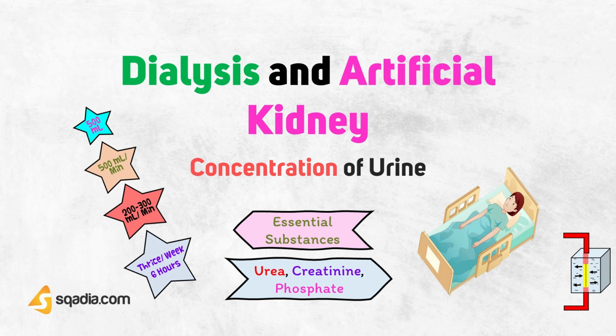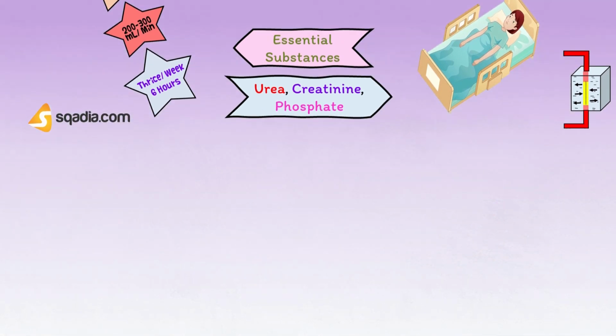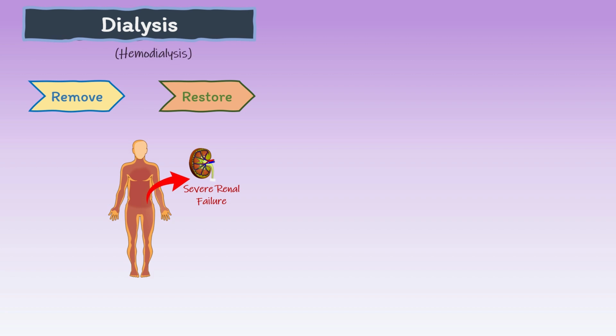In this section, we are going to discuss the dialysis and artificial kidney. Do you know what is dialysis? Dialysis is the procedure to remove waste materials and toxic substances, and to restore normal volume and composition of body fluid in severe renal failure. It is also called hemodialysis.